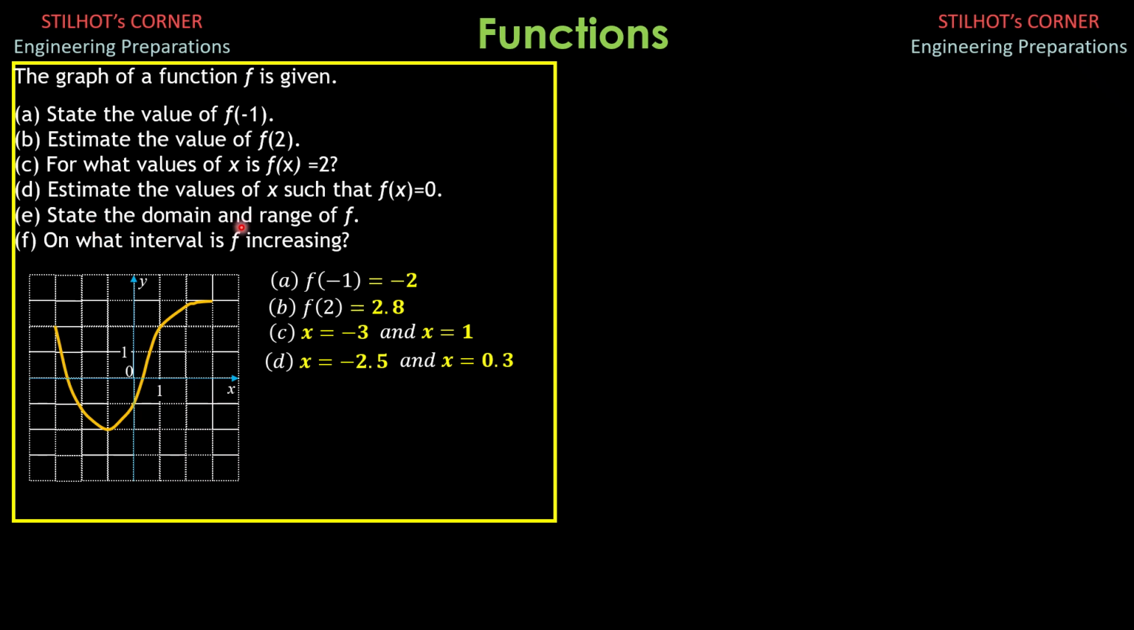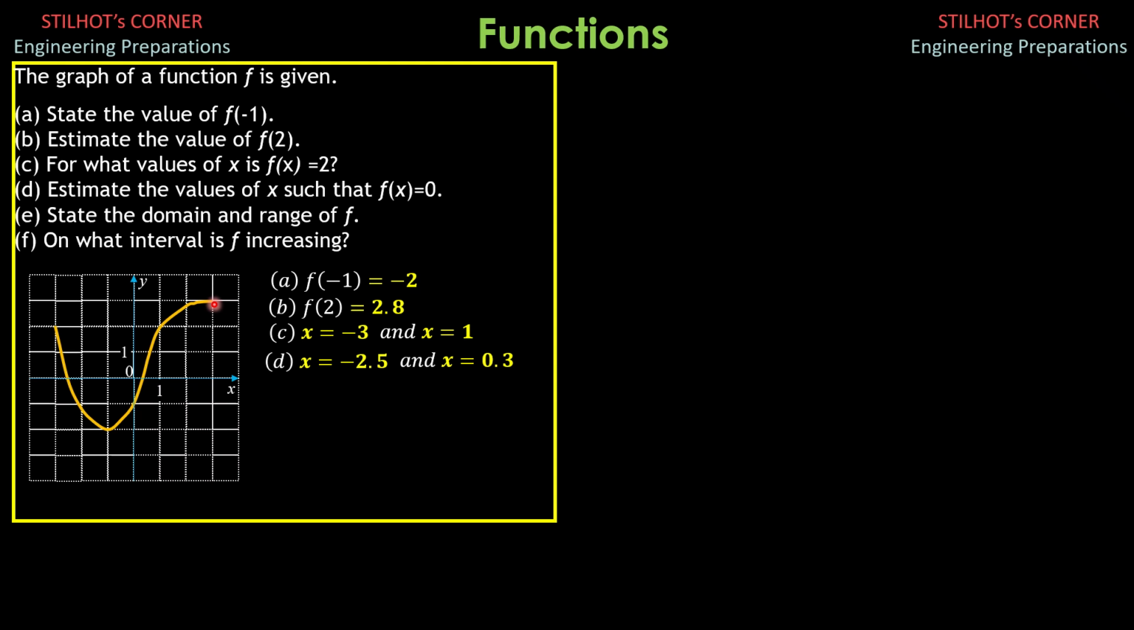Then state the domain and range of f. The domain of f is the set of admissible values of x, or the independent variable for which the function is defined. And it is defined from this point up to that point. So this is x is -3, and this is x is +3. So the domain is the closed interval -3 to +3.